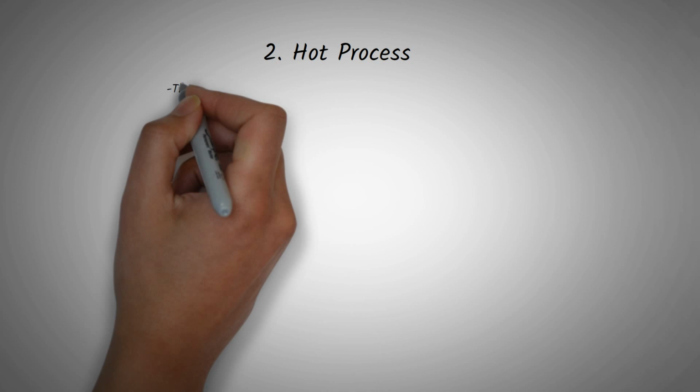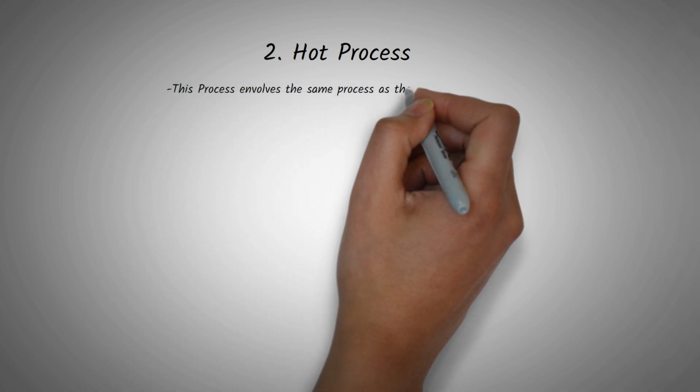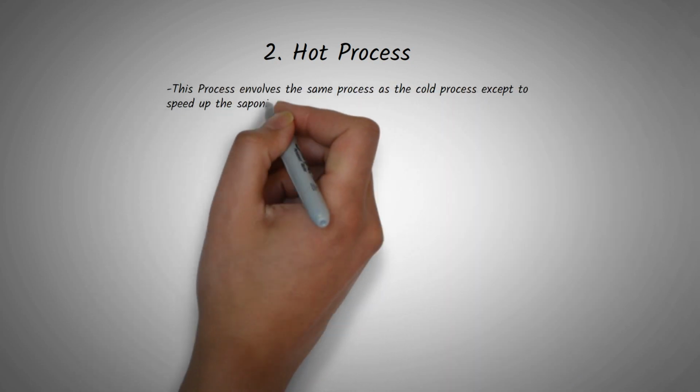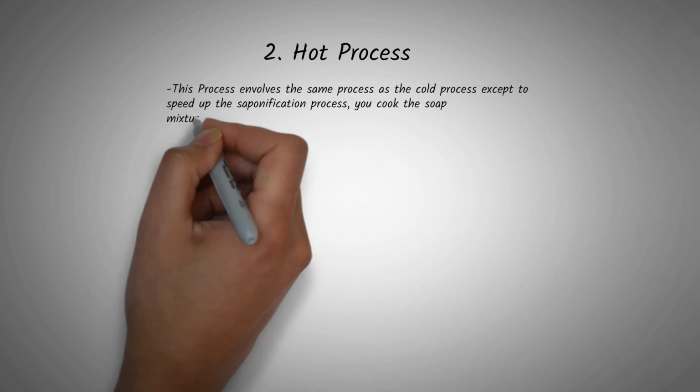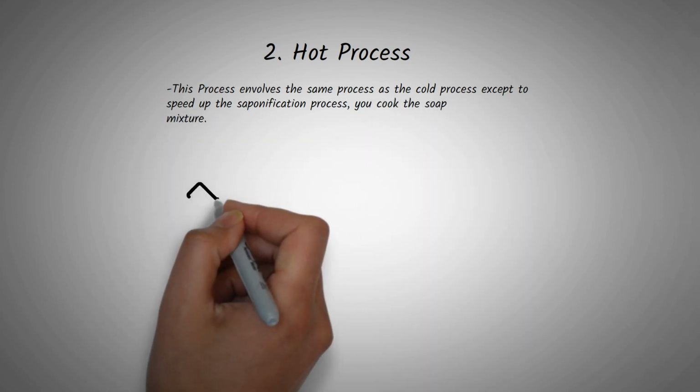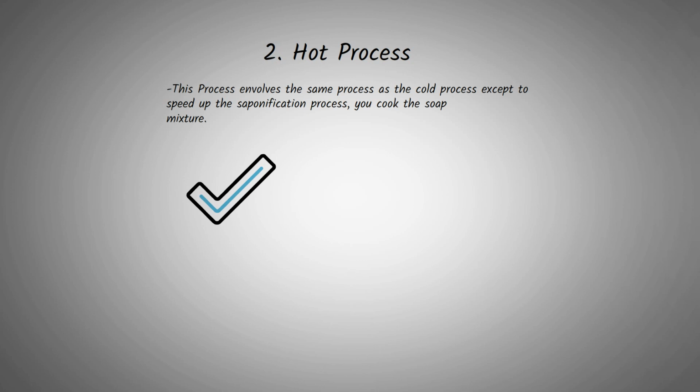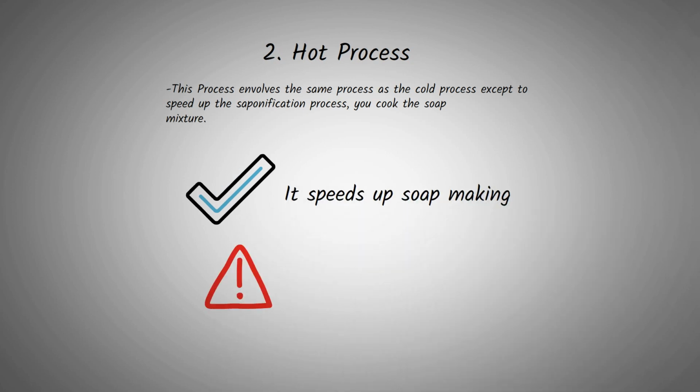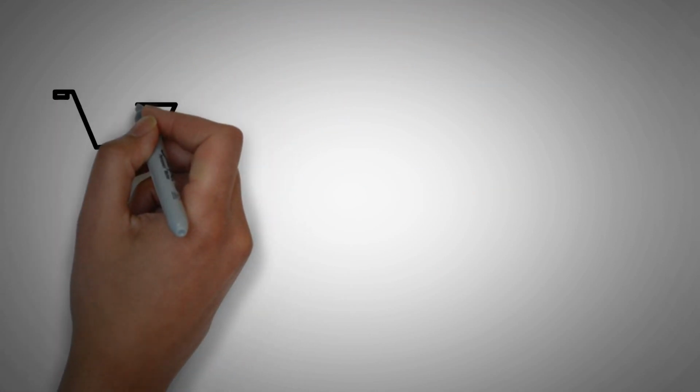Method 2. Hot process. This process involves the same process as the cold process, except to speed up the saponification process, you cook the soap mixture. The advantage of the heat process is it speeds up soap making, but the dangerous chemicals being boiled pose a threat to the soap maker. Those are the two ways how soap is made.